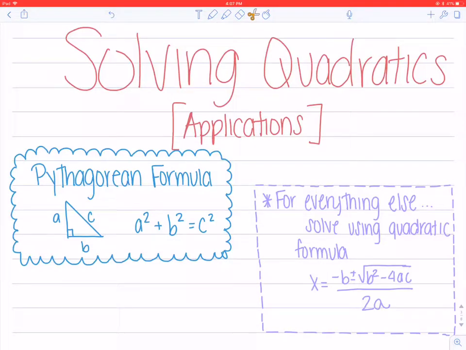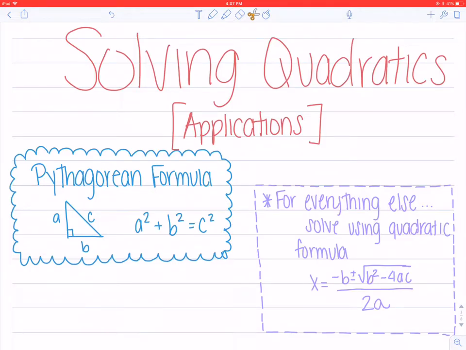In this video, we're going to be solving quadratics, however they're going to be disguised as word problems. So you have two main types of problems. You have right triangles, which is any triangle that has a right angle, and you have everything else. For the right triangles, you'll see this Pythagorean theorem or Pythagorean formula that I have on the screen. Again, this only works for right triangles. What matters is that the legs are a and b, and then the hypotenuse is c. So your formula is a squared plus b squared equals c squared.